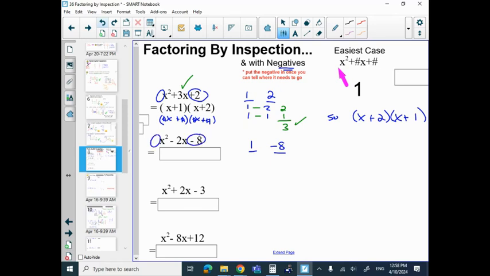right? Factors of 1. Factors of 8. Let's try 4 and 2. It might be 8 and 1, but usually it's the middle ground numbers, right? And what I'm going to show you is we're going to put the negative in once we can tell where it needs to go. I'm not putting a negative in yet. A negative needs to be in there somewhere, but we're not sure yet where it needs to be, right? Especially when it's not ones.